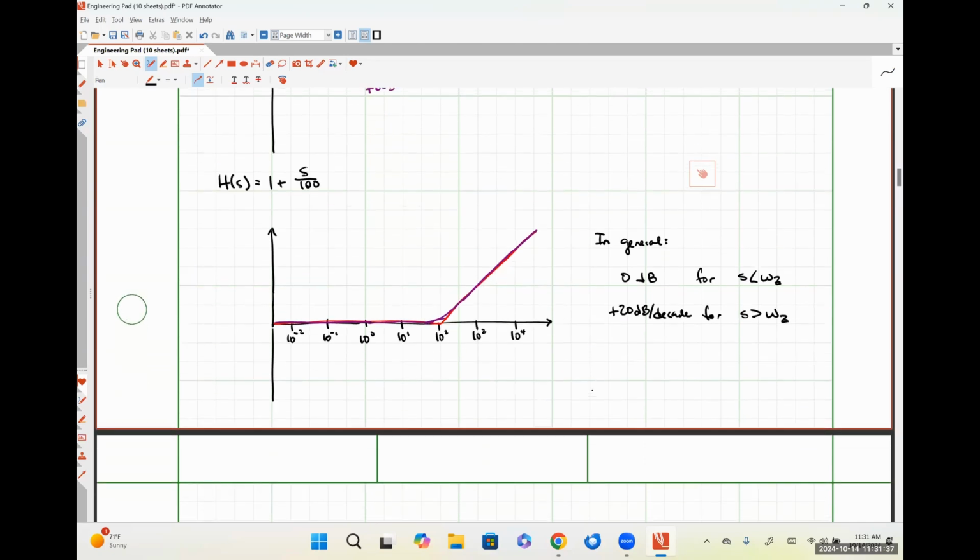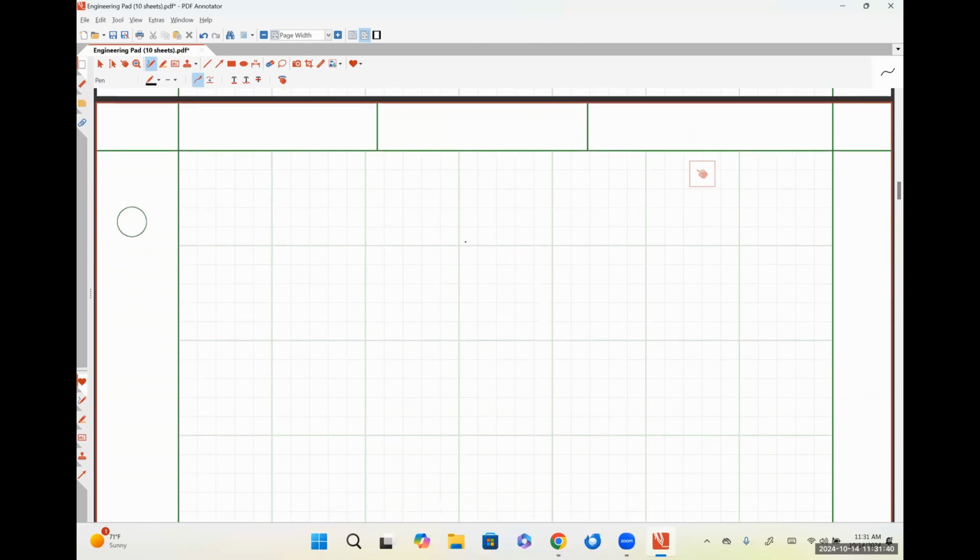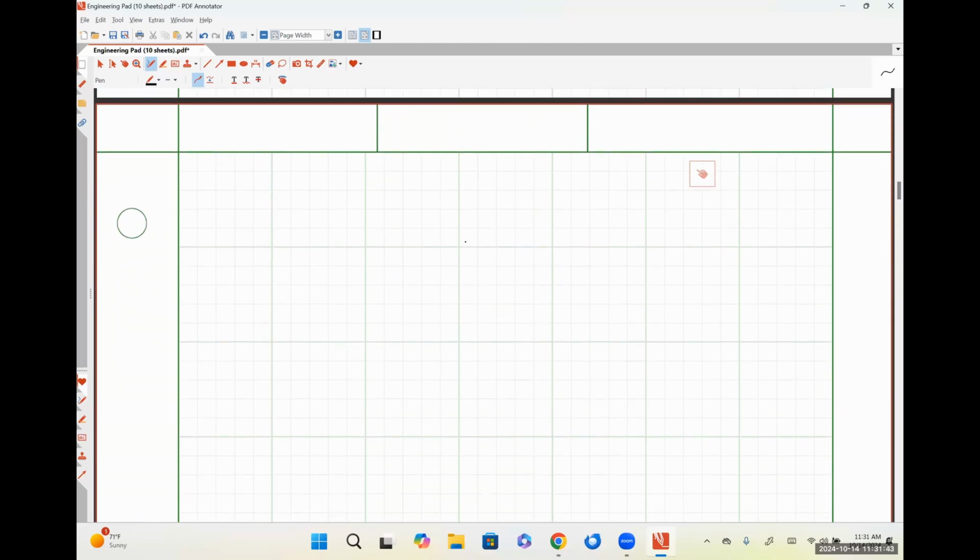Now, this is an aside, so we don't need to write this down. I'm just trying to answer Michael's question. Okay. So you said, what if we have H of S equal to 1 plus 100 over S? Okay, so let's think about this. So I might write this out as S plus 100 over S. Do you agree that that's the same thing?